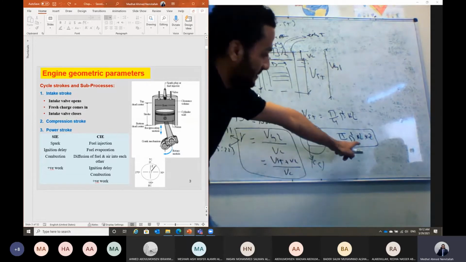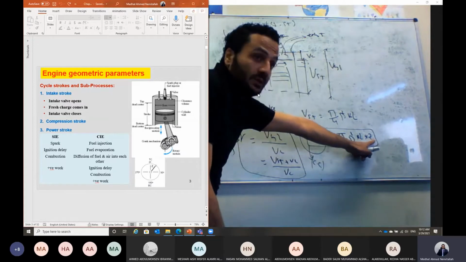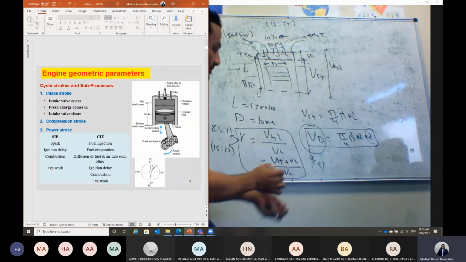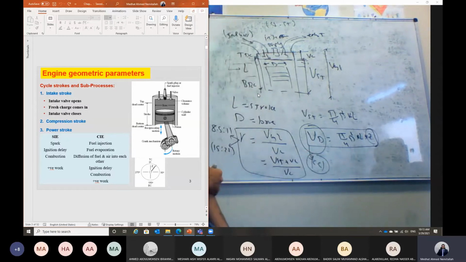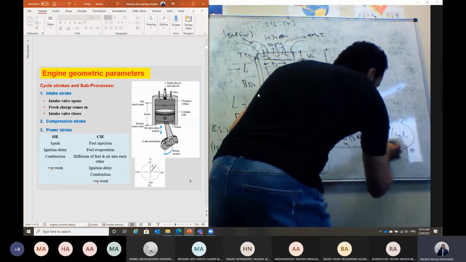Exactly. So this is what we call the engine CC, in cubic centimeter. So if this is diameter in centimeter and the stroke in centimeter, pi over 4 d squared multiplied by L, multiplied by Z, which is the number of cylinders inside the engine, that is what we call the engine CC in this case. So what is the unit of this volume? The unit is what? Meter cube per what? Yes? So this is the displacement volume, meter cube per 1 cycle.